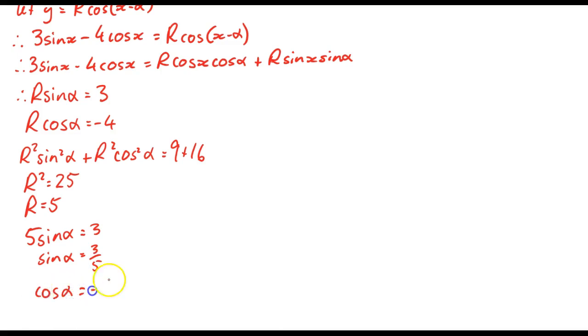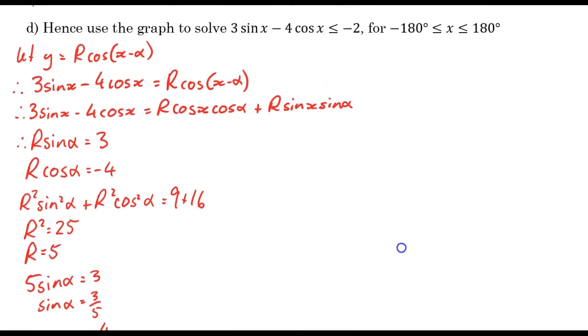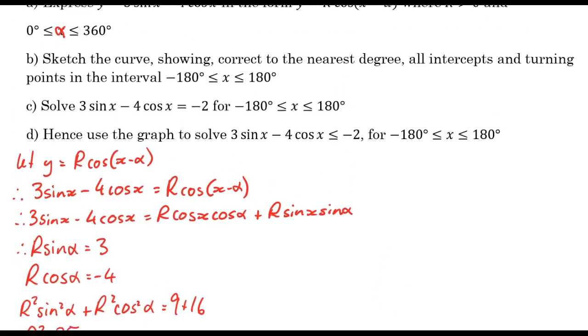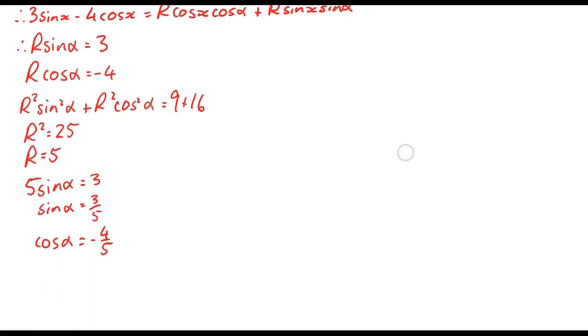That's very helpful. Substitute that back in, and 5 sine alpha equals 3, so sine alpha equals 3/5, and cos alpha equals negative 4/5. Okay, now, if sine is positive, cos is negative. Second quadrant. We're looking for answers between 0 and 360 for alpha, so we're after a second quadrant answer here.